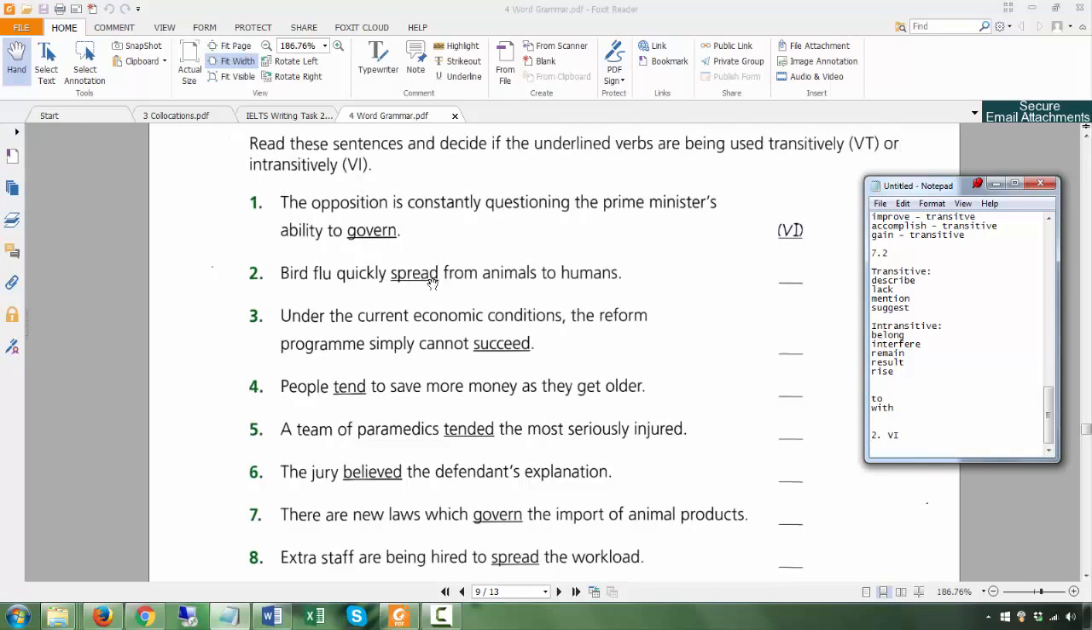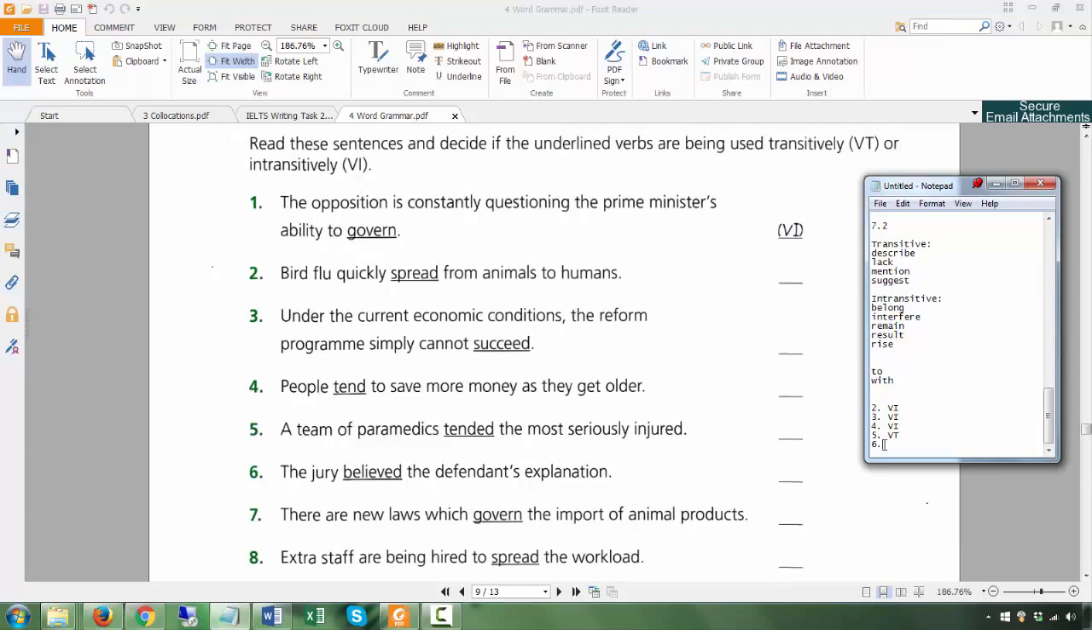At least it's not used here in a transitive way. It's used in an intransitive way. 3. Succeed. There's nothing behind, so it's intransitive. There's no object behind. 4. Here is intransitive too. There's no object. 5. Tended. The most seriously injured. Here's the object. So this is transitive. You see that here is intransitive, here is transitive.